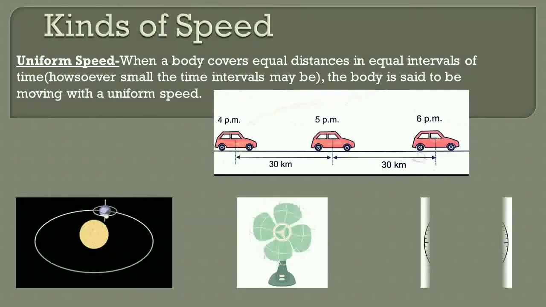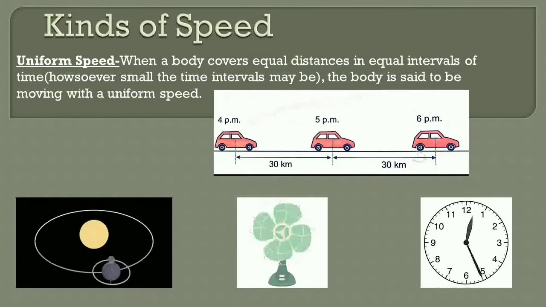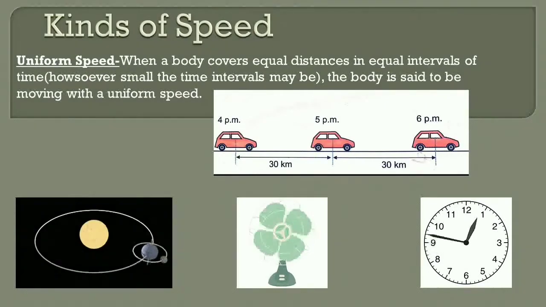Another example is the second hand of a wall clock. It takes a complete round in 1 minute, without changing the distance or the time interval. So this is an example of uniform speed. In our everyday life, you can also identify examples of uniform speed.